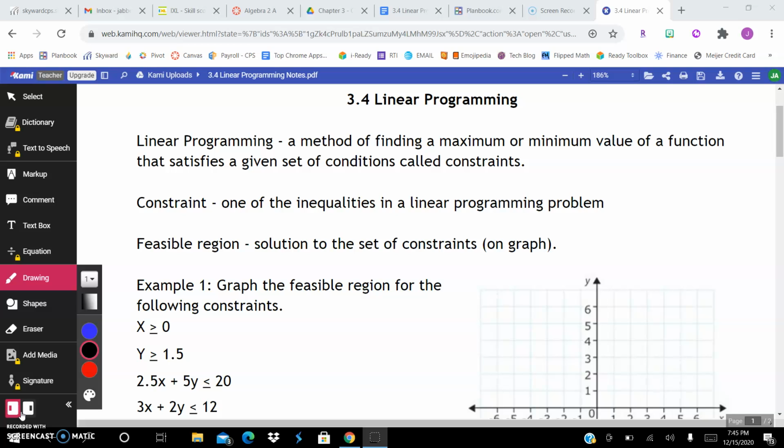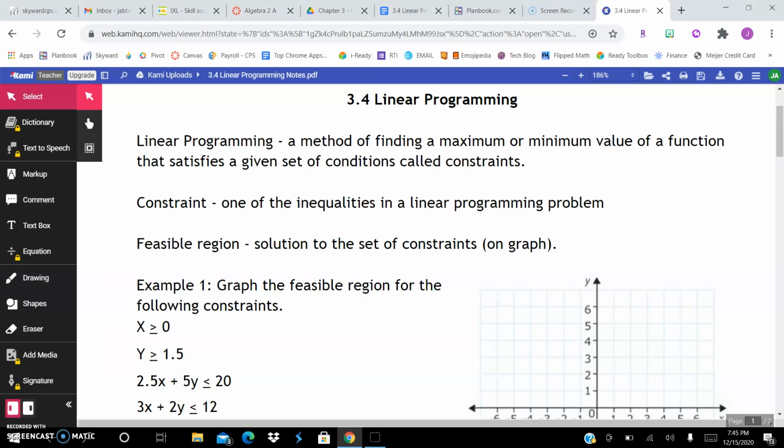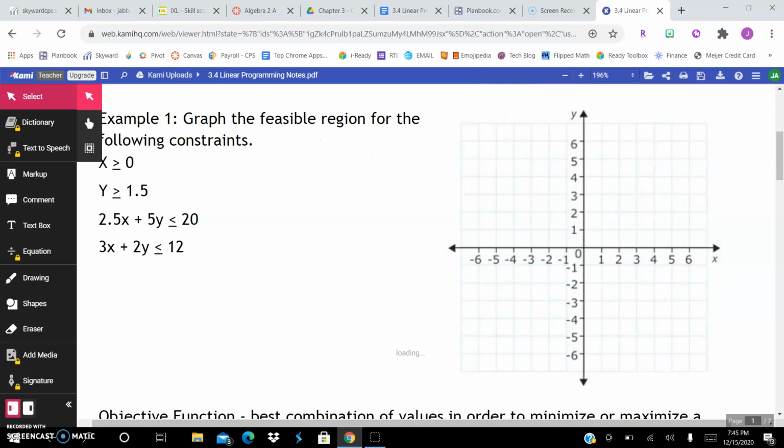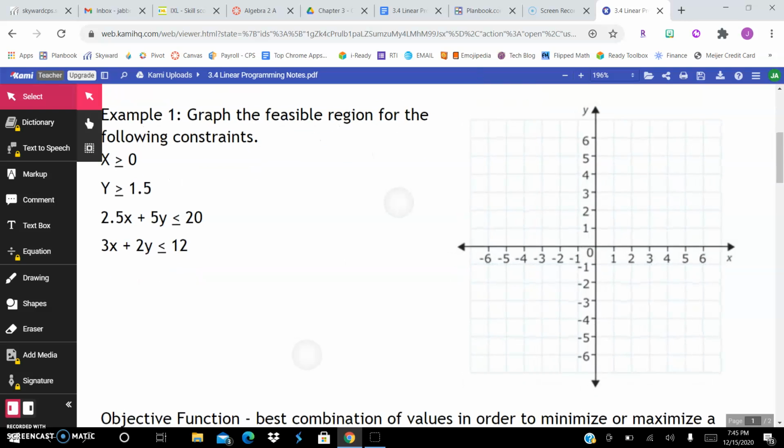The feasible region is the solution to the set of constraints. So there's going to be a shaded region that you end up with once you graph the constraints, and that shaded region is called the feasible region. It's where all the ordered pairs satisfy all inequalities given. So for example 1 here, we are going to graph this feasible region for the following constraints.